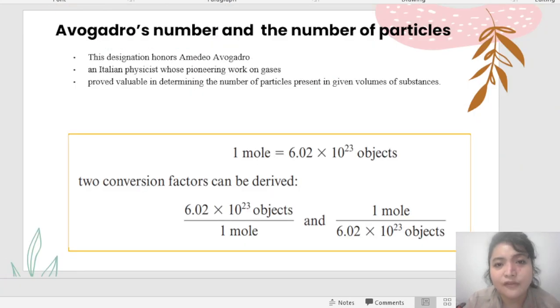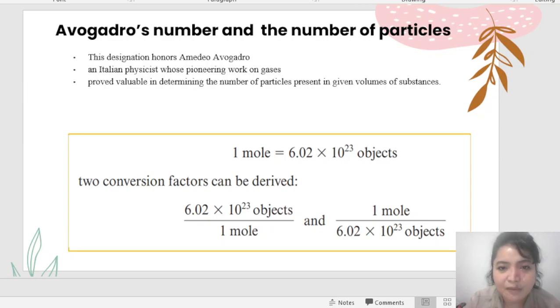When we talk about Avogadro's number, we give honor to our Italian physicist whose name is Amedeo Avogadro. He was the one who pioneered his work on gases. He later found out the important use of the Avogadro's number in determining the number of particles so that you will be able to get the amount of a substance.